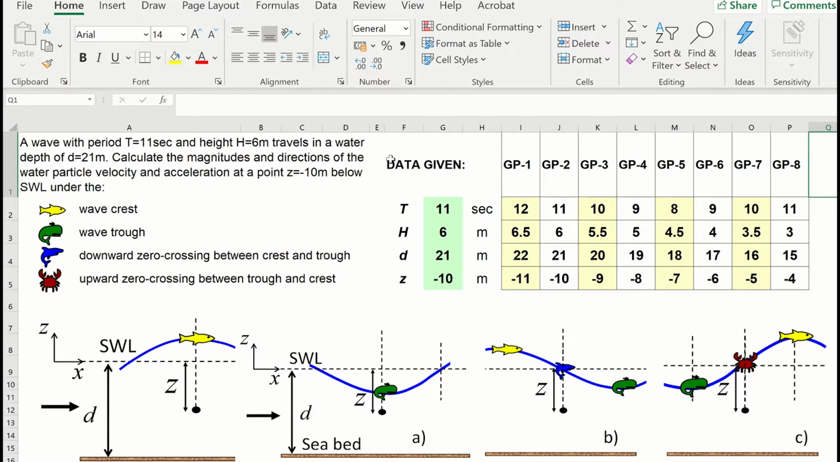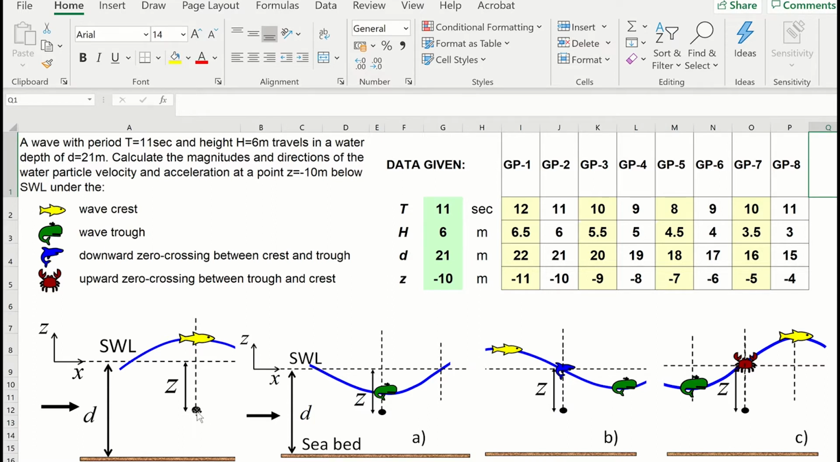In our problem, we have a wave with a period of 11 seconds and height of 6 meters that is traveling in water with a depth of 21 meters. We need to calculate the magnitudes and directions of the water particle velocities and accelerations at a point which is 10 meters below still water level under the wave crest.